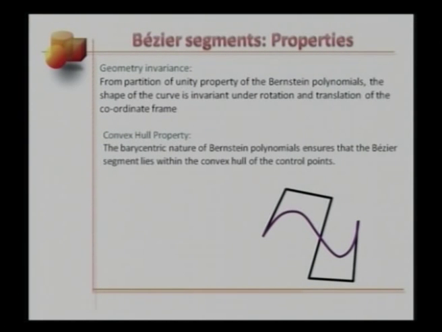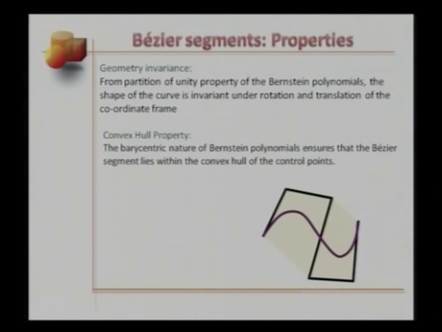The question: how would you determine the convex hull for a set of points? I'll explain that a little later, but for now, let the convex hull be given by this shaded area. For any value of parameter u, the entire curve will always lie within the convex hull of the given design points or data points.